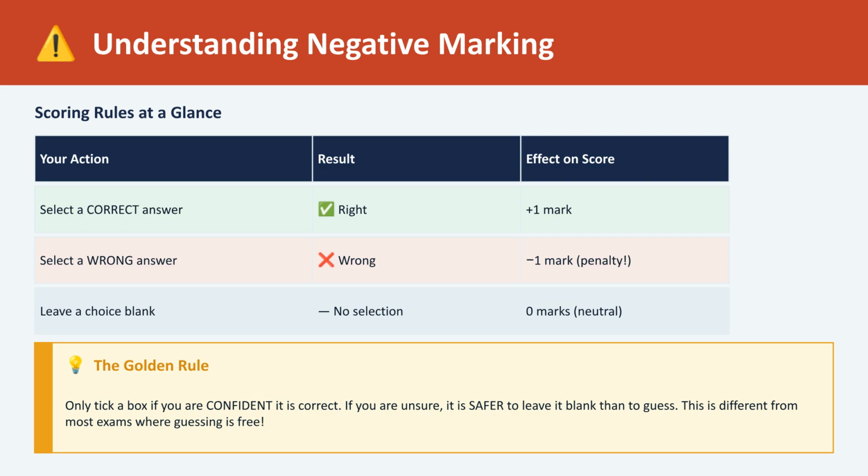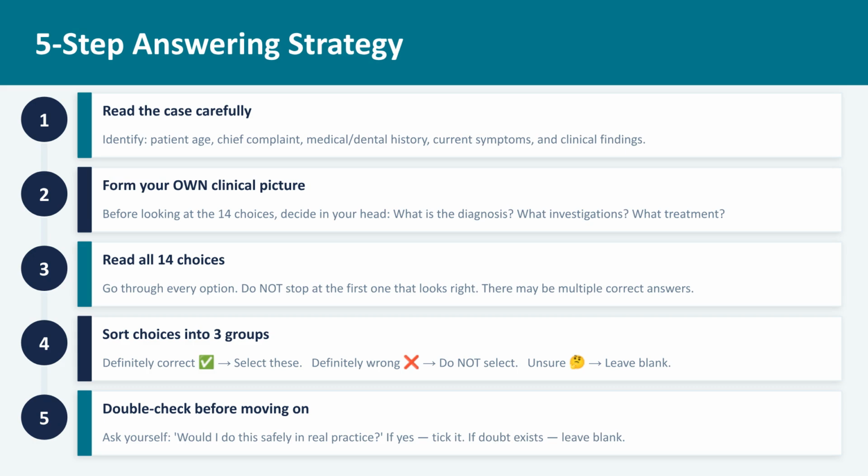A correct answer gives you +1 mark. A wrong answer gives you a -1 mark penalty. Leaving a choice blank is 0, which is neutral. The golden rule is only to tick a box if you are confident it is correct, as guessing is not free. Follow this 5-step strategy.